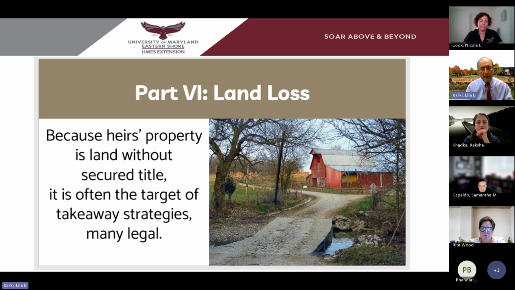And this is my major concern when I see land loss. Heirs property causes and has caused millions of acres of land loss, because heirs property is land without secure title. It is often the target of takeaway strategy. That means many developers and many other people target that land to take it at minimum price. That is always a challenge.